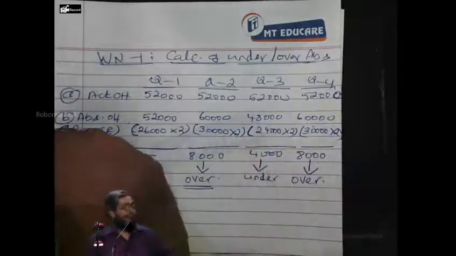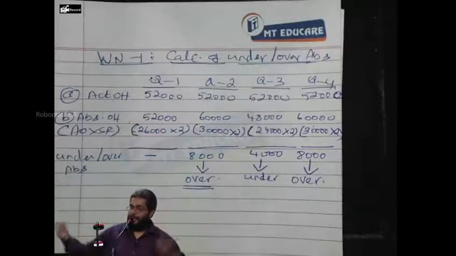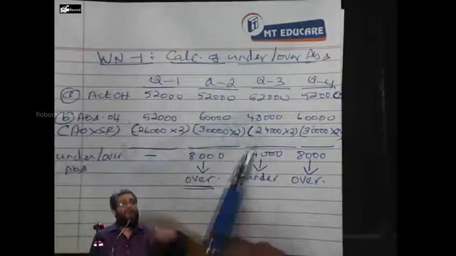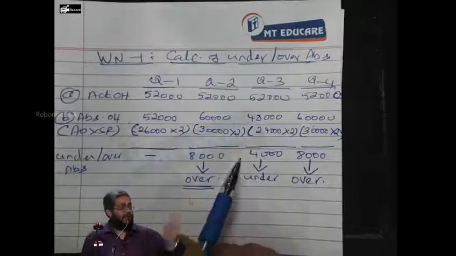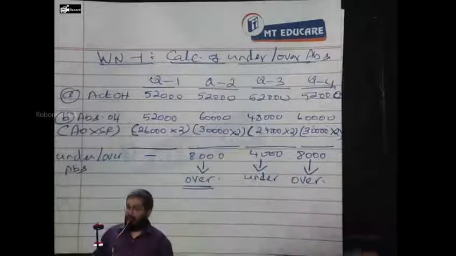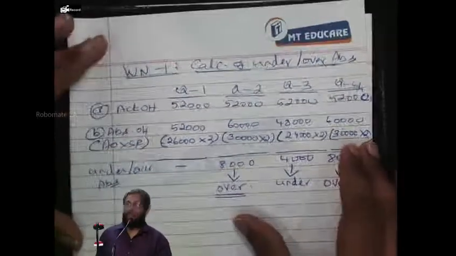Do you have the clarity or not? So over absorption should be added to the profit. Under absorption should be subtracted. That is overcharge, so reverse the charge. This is undercharge, so charge more cost. Everybody, are you following or not? This is regarding under or over absorption calculation. Can I move to the next stage or not?